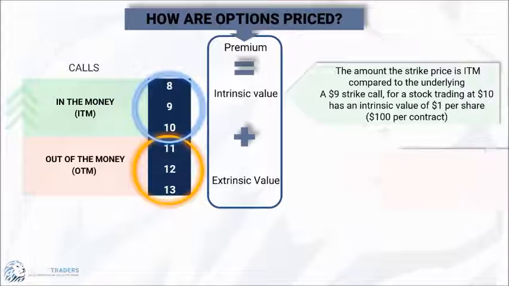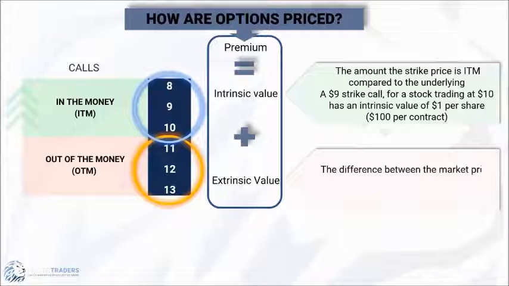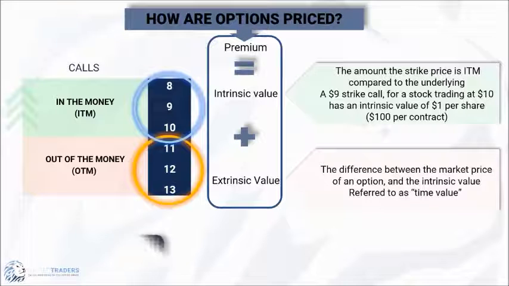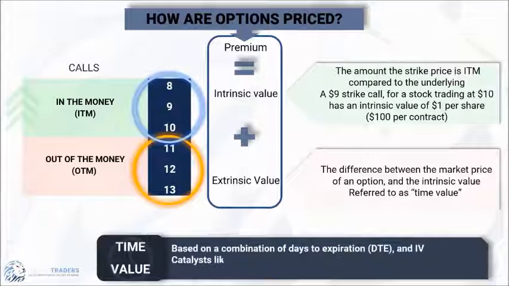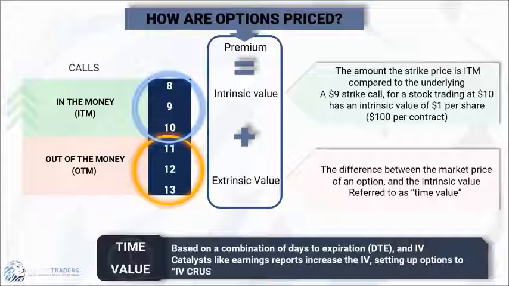per contract. Extrinsic value. The extrinsic value is the difference between the market price of an option and the intrinsic value. This is referred to as time value, based on a combination of days to expiration and IV. Catalysts like earnings reports increase the IV, setting up options to IV crush after the catalyst is over.